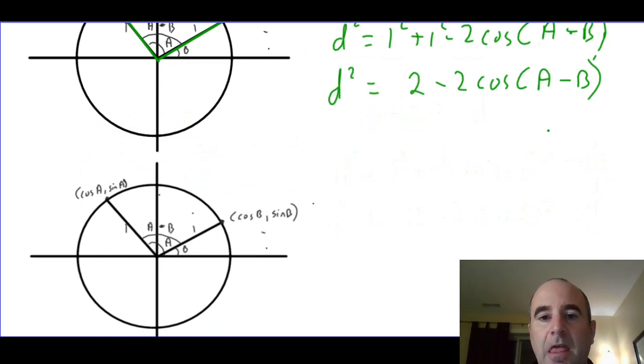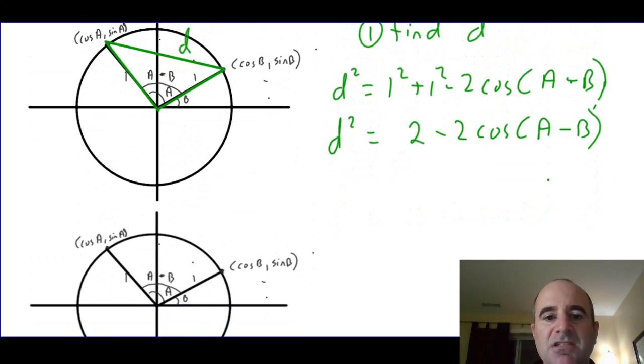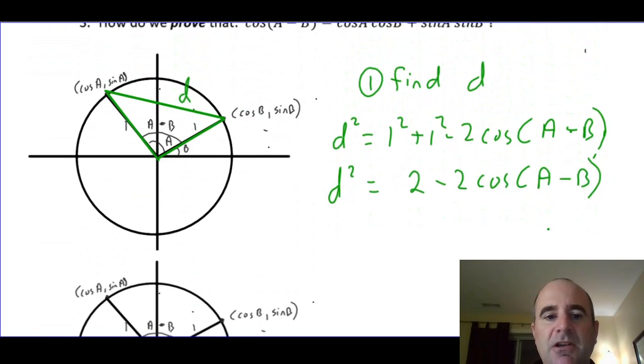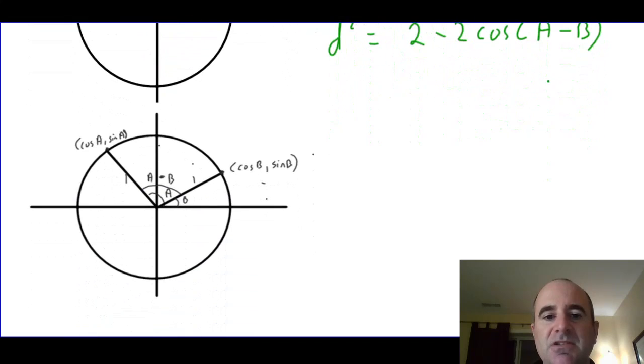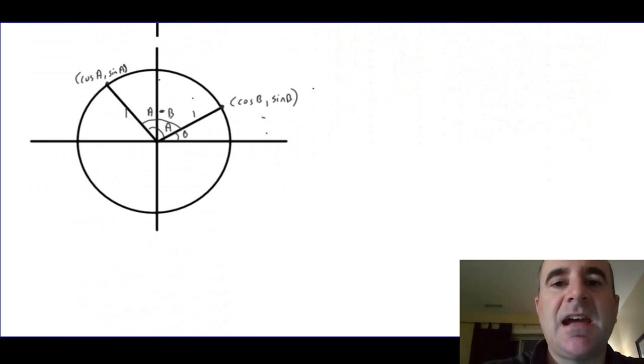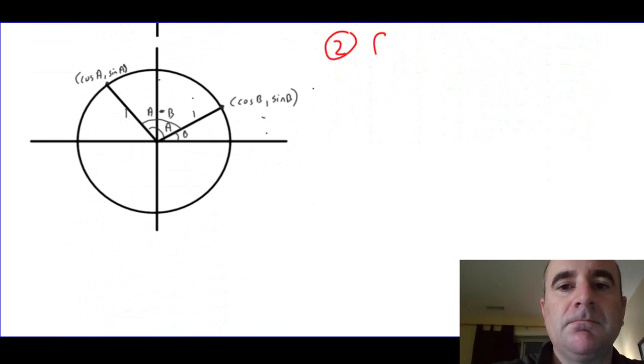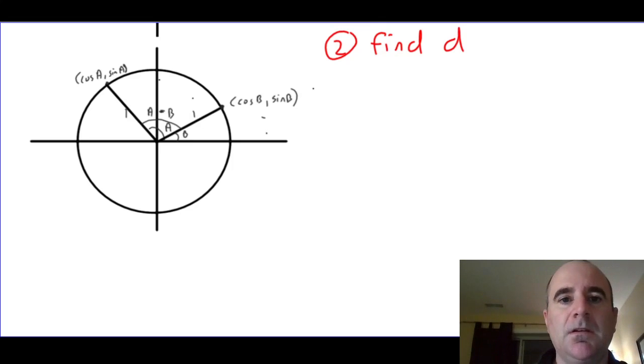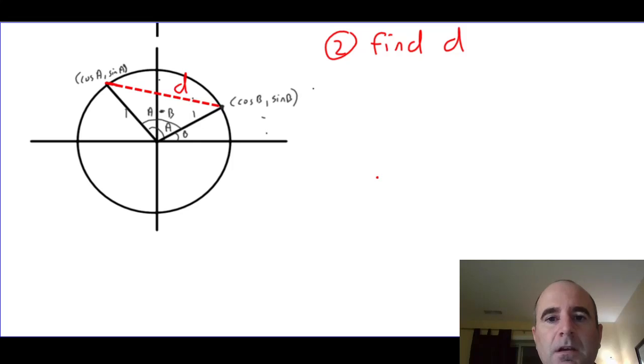Now, as it turns out, using the cosine law is not the only way to calculate the distance between these 2 points. So what we're going to do is give another method to do the exact same thing. We're going to find that value D again, but this time we're going to use a different formula. We're going to use the distance between 2 points, or the length of a line segment formula.